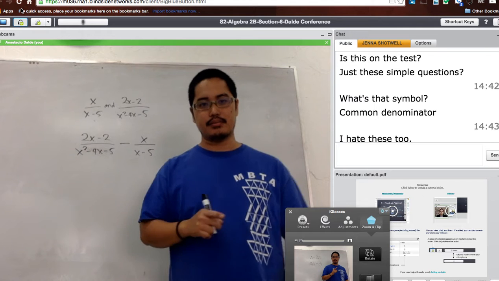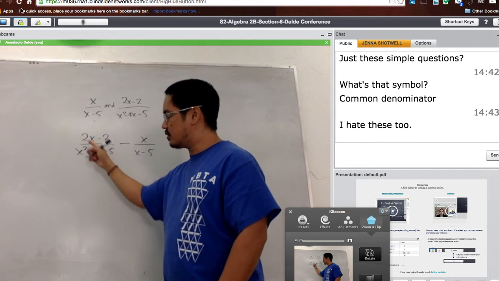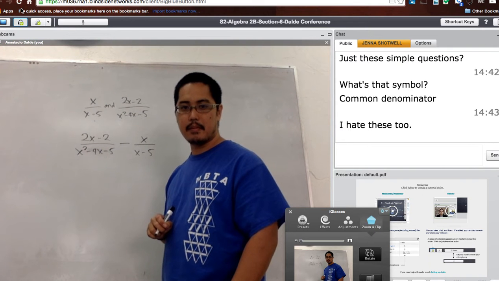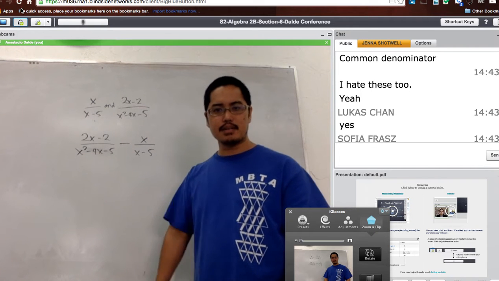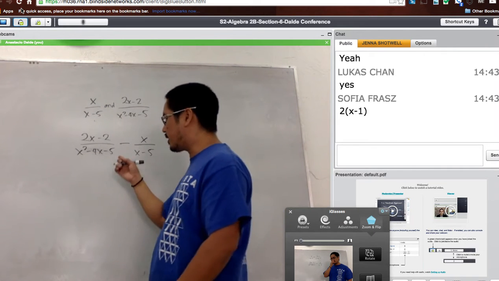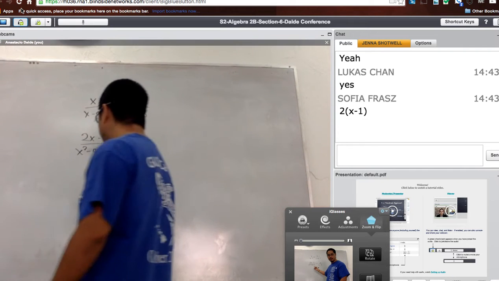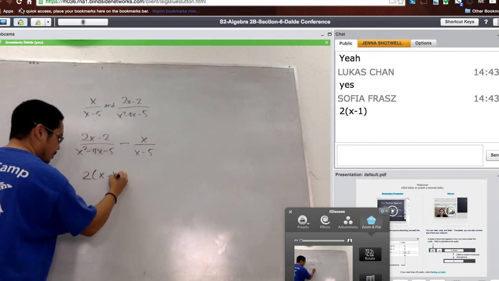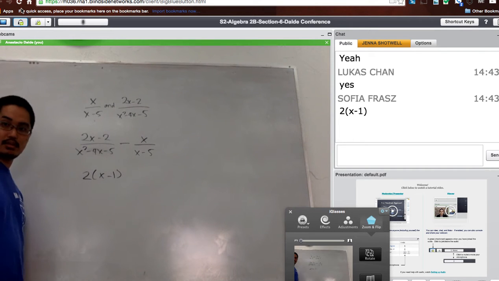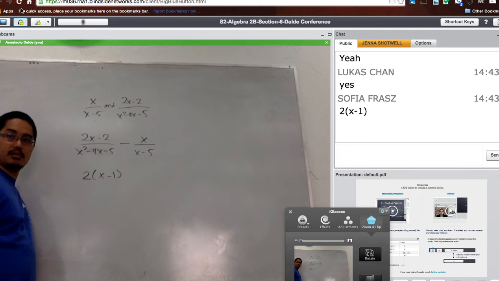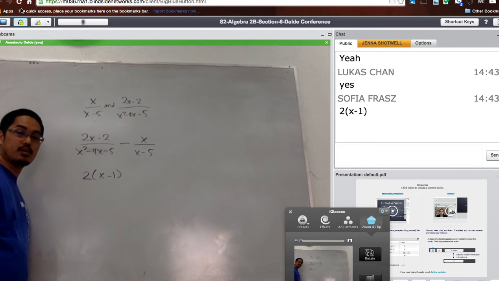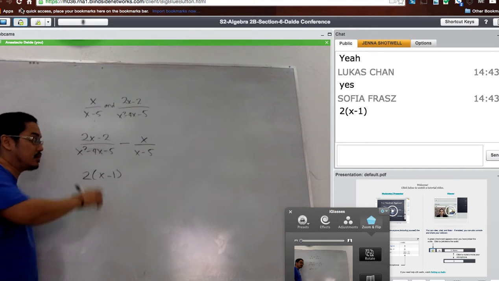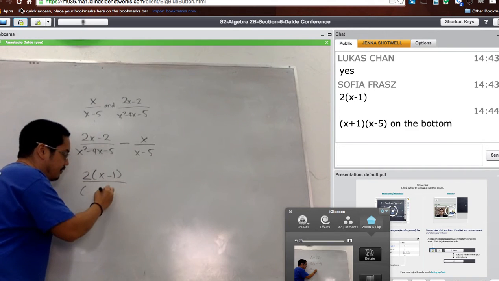Factor everything. Can I factor 2x minus 2? To be honest with you, I like these. These are like a puzzle to me. Can I factor 2x minus 2? Sophia's suggesting I pull out a 2. Yeah, of course. There's a 2 in both of them. 2 times x minus 1. We good? Does your brain hurt? What I mean by pull out a 2 is not subtracting a 2, but dividing it by 2. Okay. All right, cool. Can we factor this?